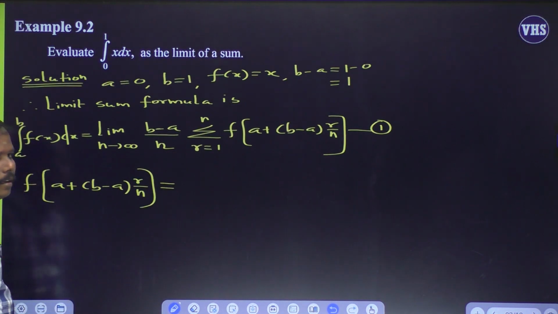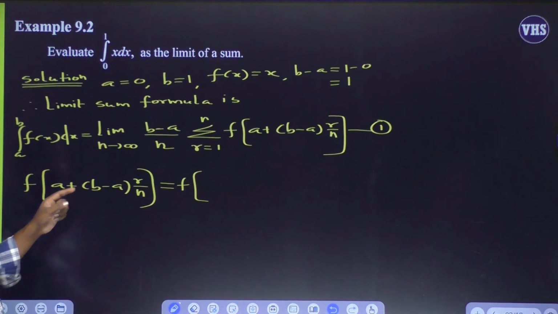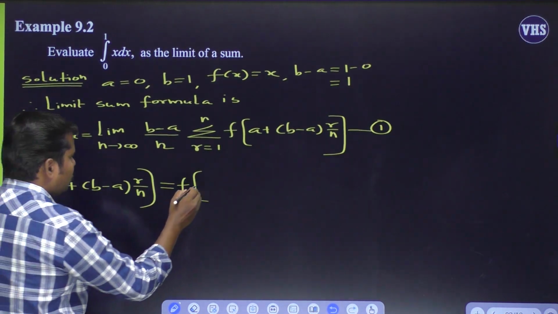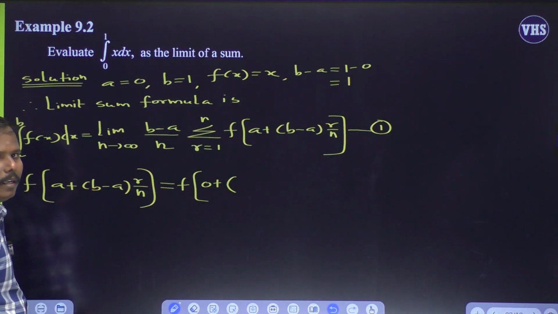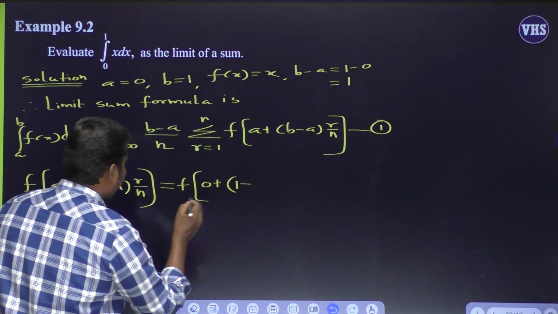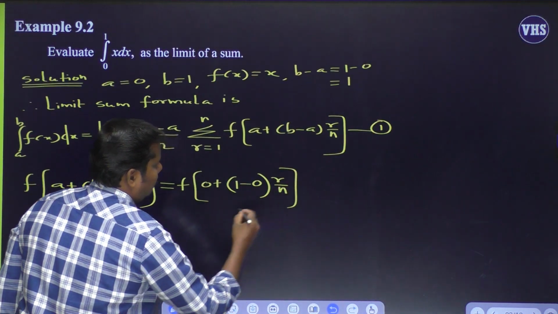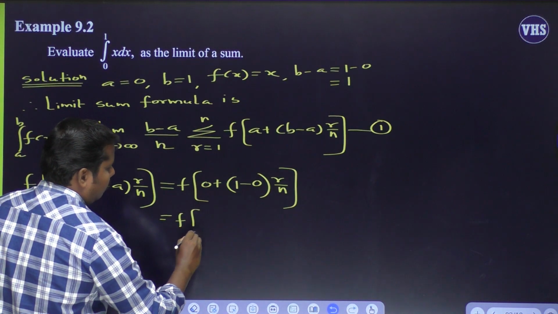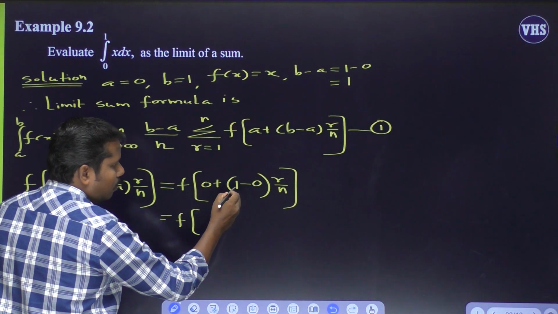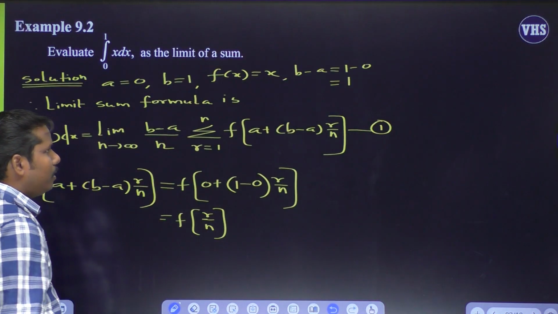That is nothing but f of a. What is the value of a here? 0. 0 plus, open the bracket, b value is 1 there. So 1 minus a value 0, into r by n, and this is nothing but f of, leave 0, 1 minus 0, 1 into r by n, f of r by n.